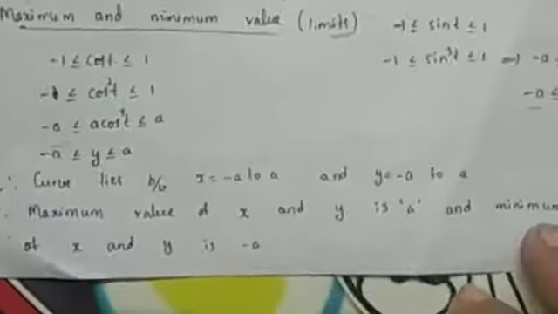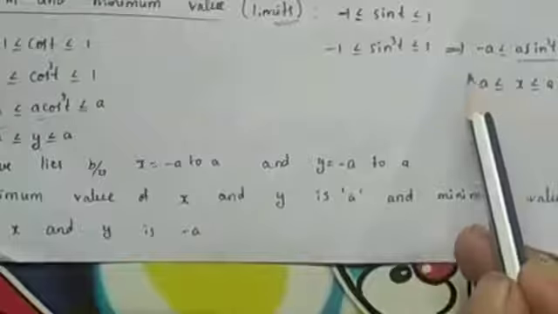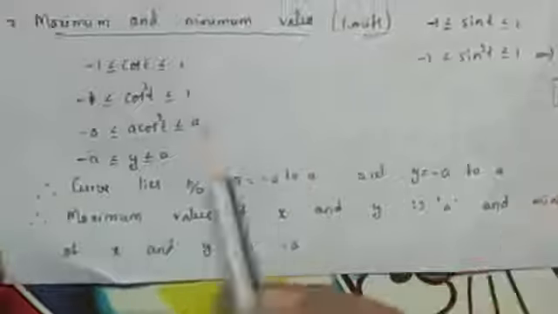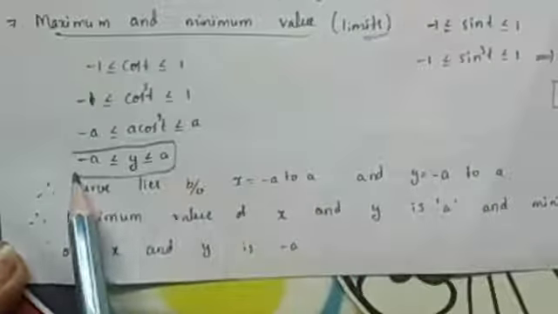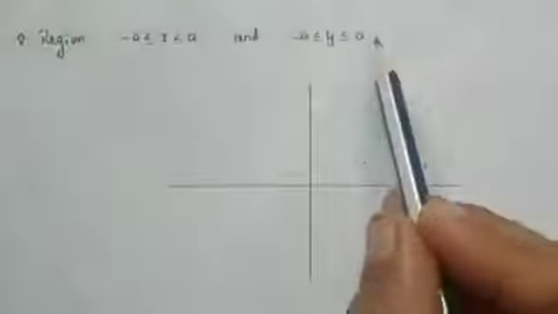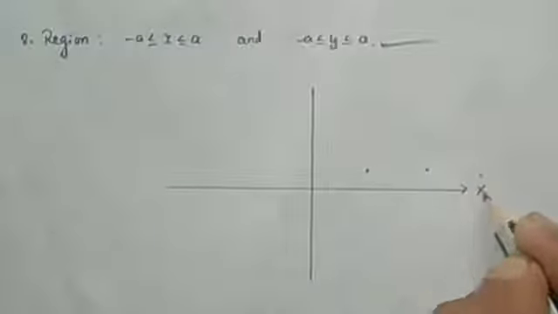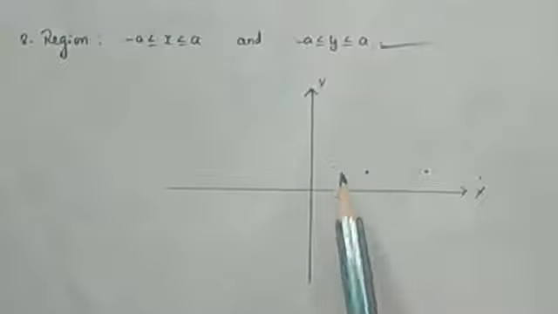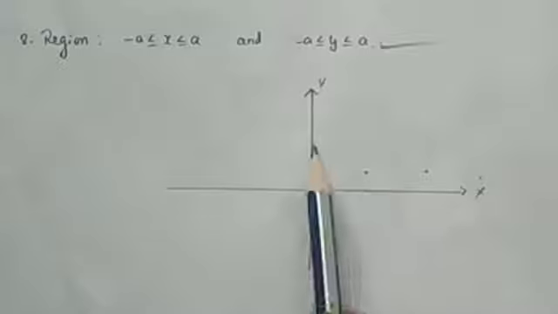Therefore, the region of the curve is minus a less than or equal to x less than or equal to plus a and minus a less than or equal to y less than or equal to a. This is the region of the curve. Next, we trace the curve. This is the x-axis and this one is the y-axis. The curve is symmetric about both the x-axis and the y-axis.